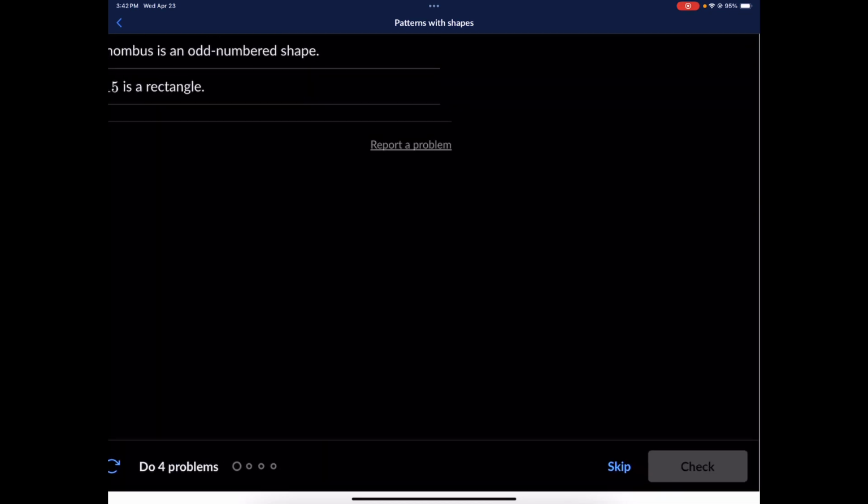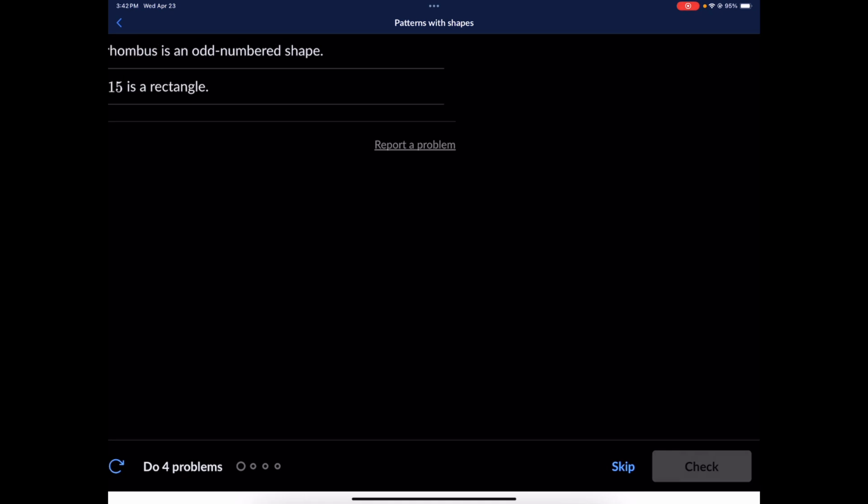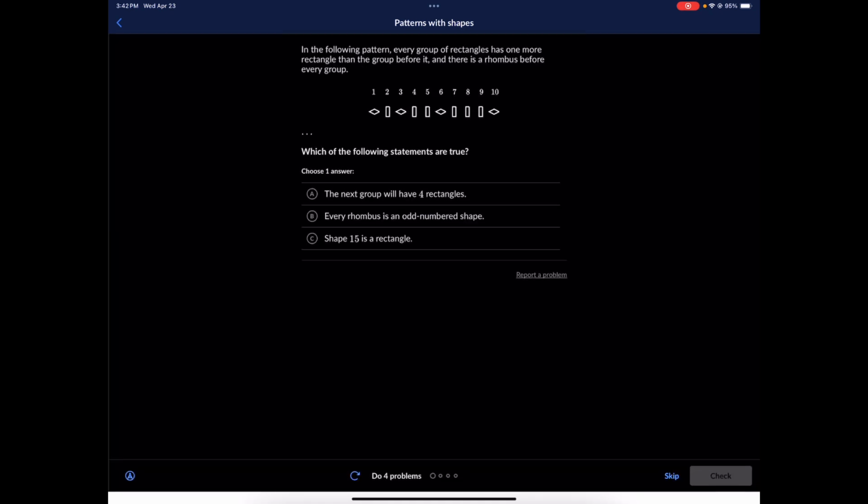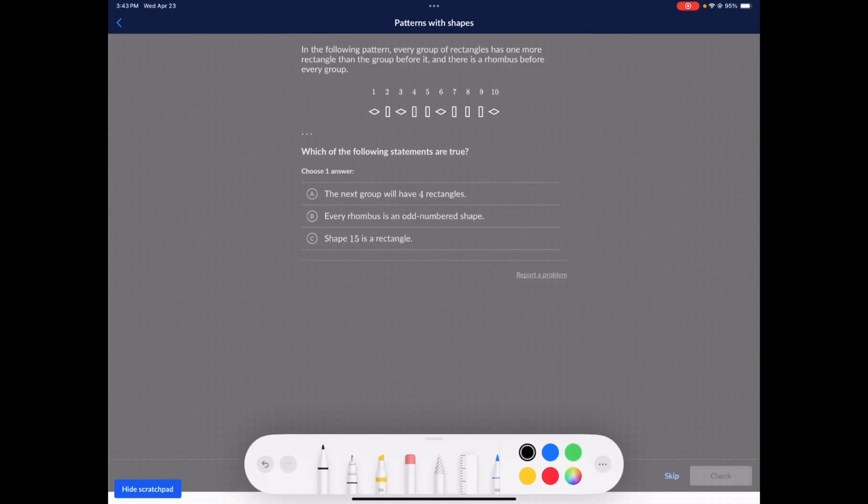So let's do our next one, patterns with shapes. Okay, let's see what we got here. Okay, in the following pattern, every group of rectangles has one more rectangle than the group before it, and there is a rhombus before every group. Which of the following statements are true? So it looks like here we're having a pattern where we add one more to each one. So after the first one, there's 1, there's 2, there's 3, etc.